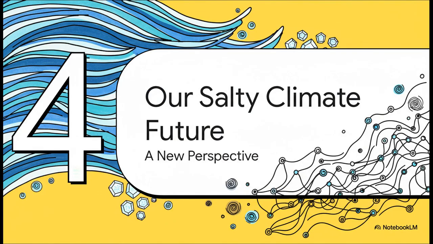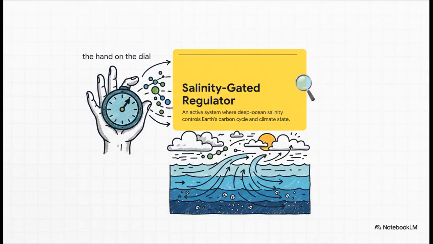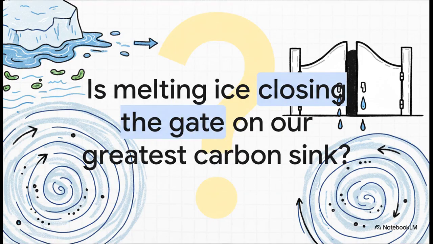What this all boils down to is a major shift in how we see things. We just can't think of the deep ocean as some simple passive storage tank for carbon dioxide anymore. Instead, we have to see the ocean for what it truly is, an active, dynamic system. It's a salinity-gated regulator that actively shapes Earth's carbon cycle and, by extension, our climate. You could say salinity is the hand on the thermostat. And so this leaves us with a critical and honestly a pretty unsettling question for our time. As we continue to pour absolutely unprecedented amounts of fresh water from melting ice into our oceans, are we, without meaning to, closing the gate on our planet's single greatest ally in the fight against climate change?